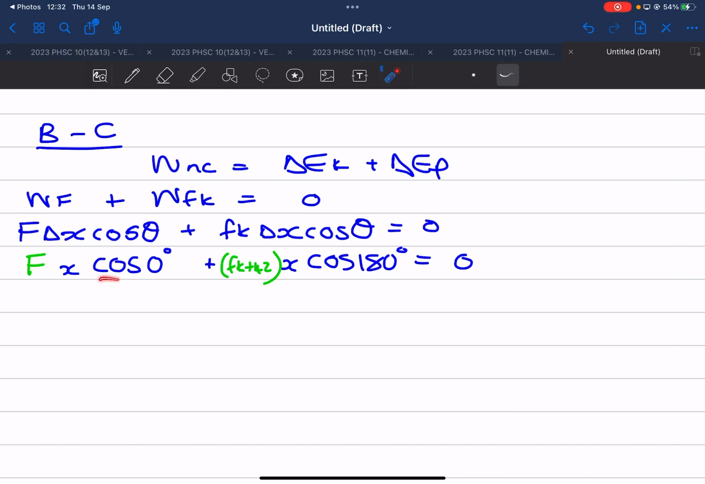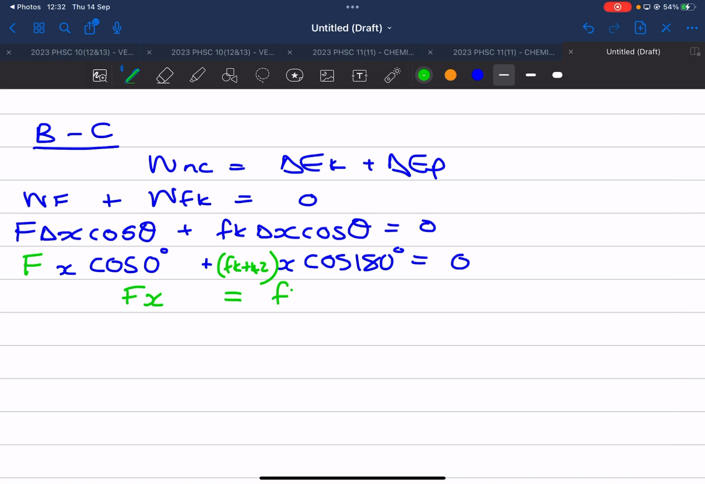Okay. Cos 0 is 1. Nee? So hierdie is fx. Cos 180 is minus 1. And if you take it to the other side, it becomes plus 1. Nee? Dan gaan sê is gelyk aan fk plus 42 times x. Voordat jy dit inmaal. Wat is f gelyk aan? X divide by each other.